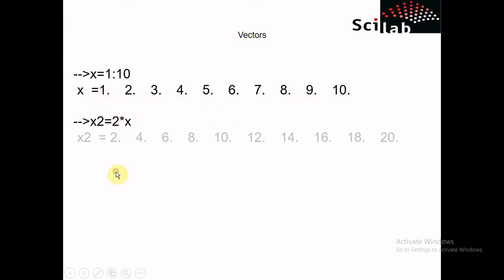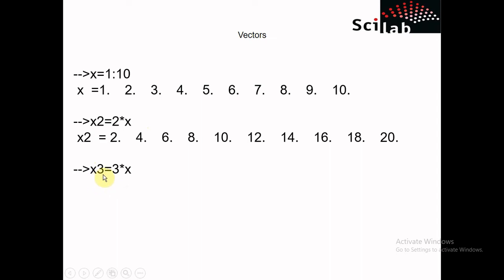So the output will be like this. The first element is multiplied with 2 and gives us 2, the second with 2 gives us 4, and so on. Every element of the x vector will be multiplied with this scalar value, and the result will again be a vector. So we don't have to make use of the for loop which you are familiar with in C++.